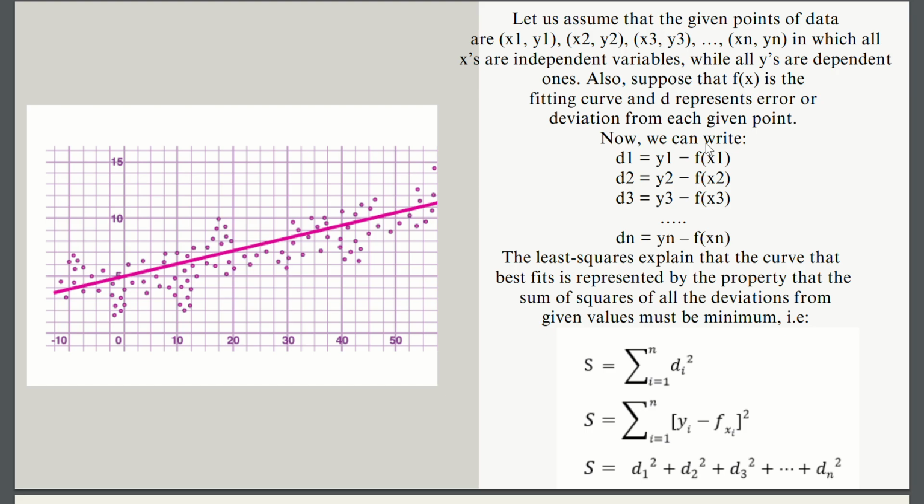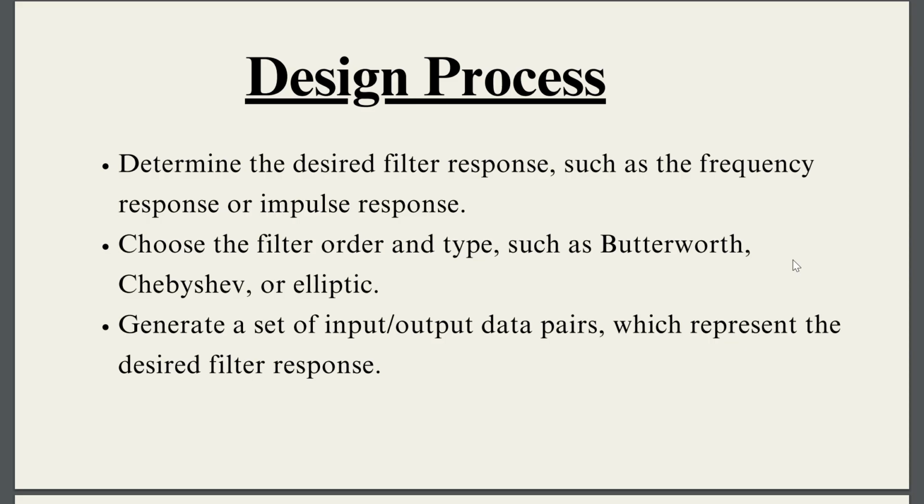So d is the error. We have calculated like d1 equals to y1 minus f(x1), d2 equals to y2 minus f(x2) and so on. Then we have calculated error by taking sum of square of all deviations from given values and it should be minimum. So what is the design process?